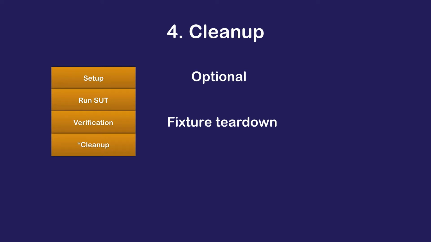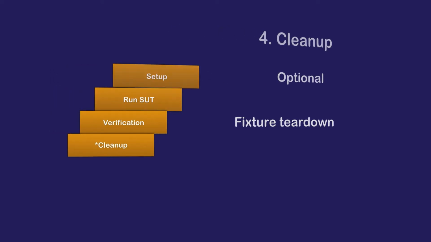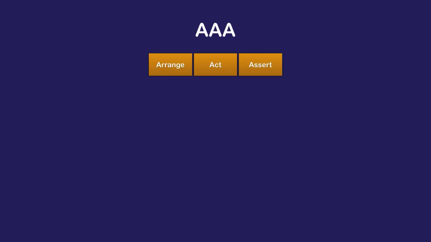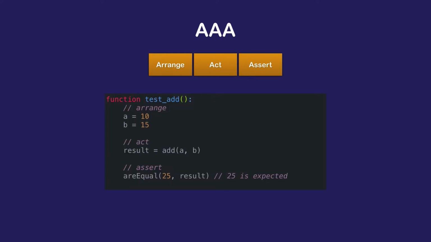Let's look at one of the popular acronyms when writing unit tests. It is AAA. AAA stands for arrange, act, and assert. Because the cleanup step is not very common, it is omitted. Here is an example of an AAA pattern test. It has the arrange phase and then the act phase and finally the assert phase.